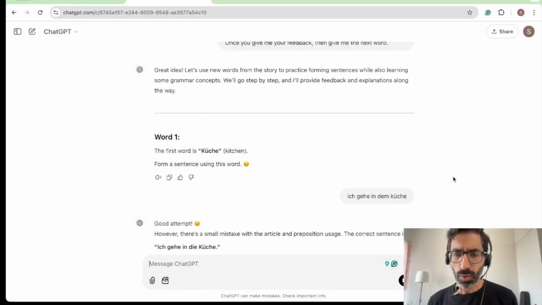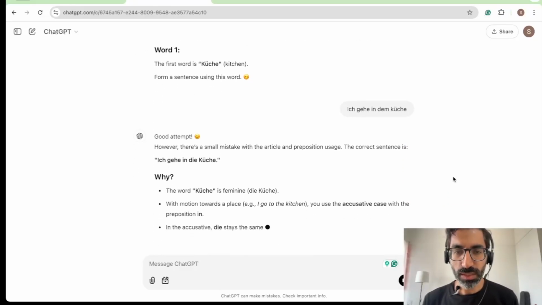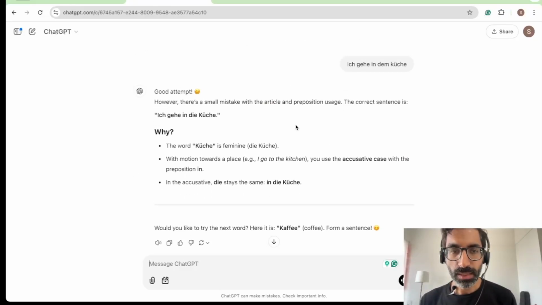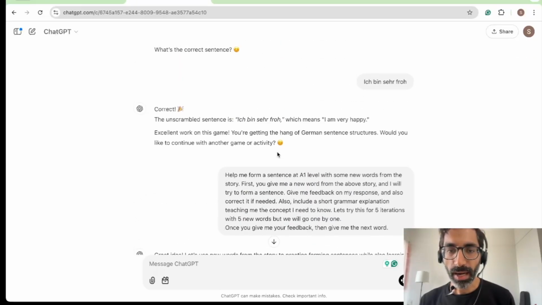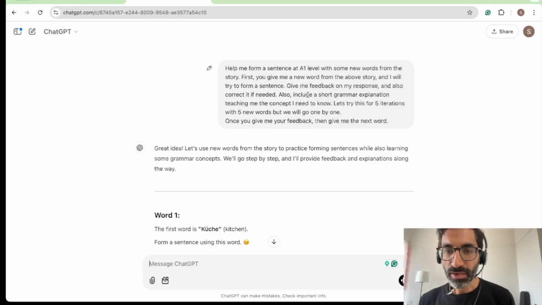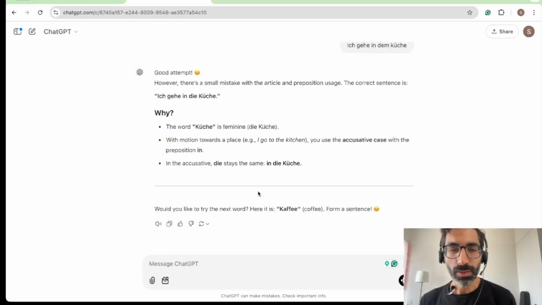It says that it's a good attempt, but there is a small mistake. So the correct sentence is "Ich bin in der Küche." As you can see, I had used the wrong word, and it says I have to use the correct one. Now also I had asked ChatGPT to give me a short grammar explanation, teaching me the concept that I need to know, because learning grammar can be difficult, right? So through these small mistakes, it's going to give me these bite-sized lessons, and I get a certain sense of how grammar is used in this part.